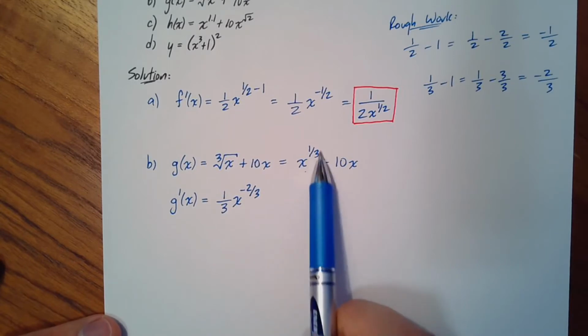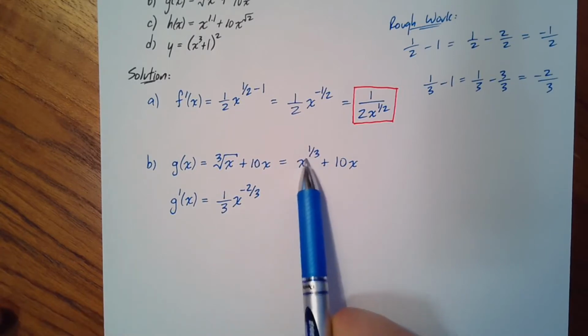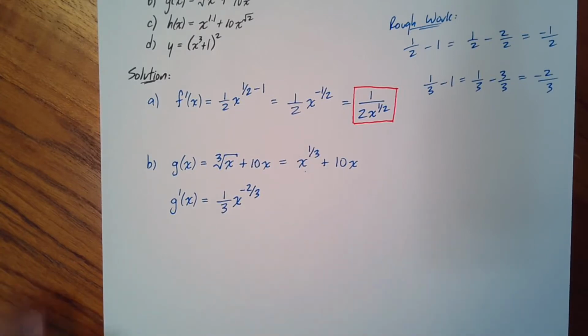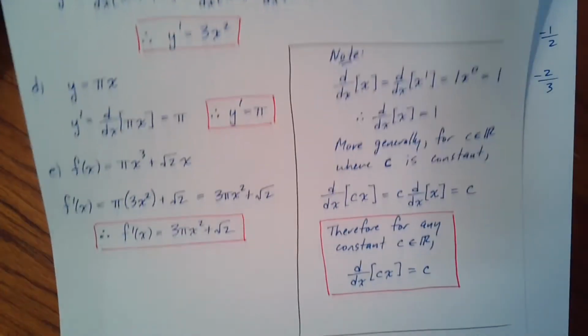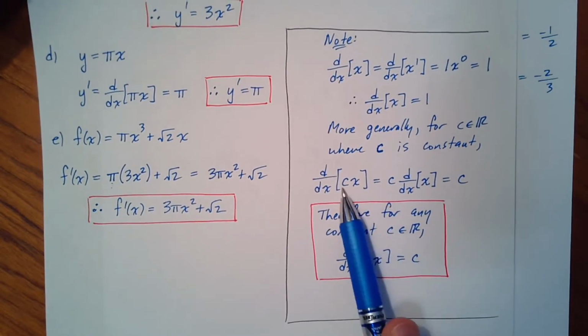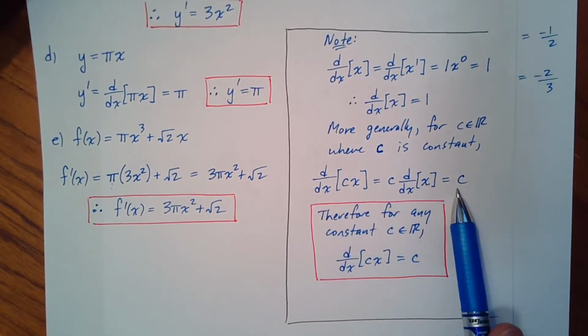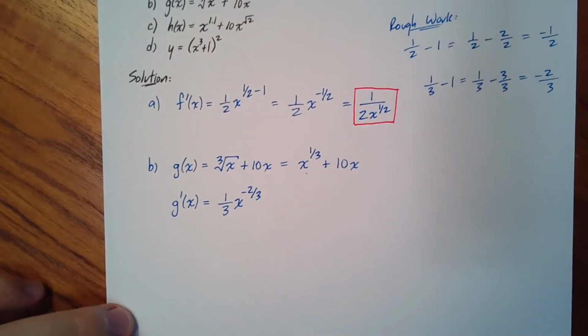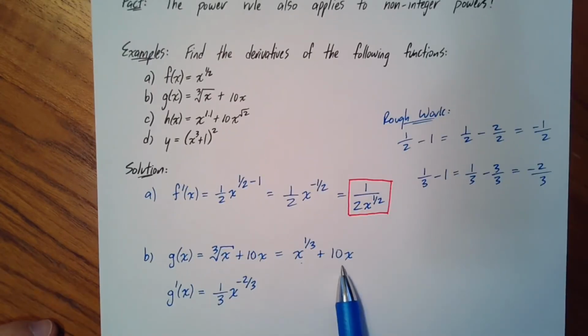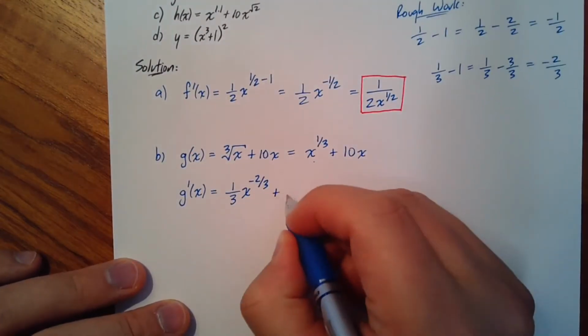I'm just applying the power rule carefully to this term, x to the 1/3. Okay, and then the 10x term that comes after, well, you can just take advantage of this note we made on the previous page, right? If you have a constant times x, its derivative is just going to be that constant. So in this case, our constant is 10, so we're going to have plus 10 for the derivative of that term.